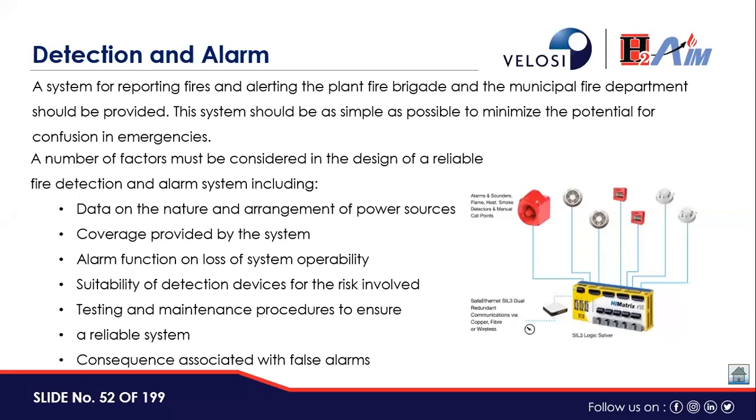Now, a number of factors which must be considered in the design of a reliable fire detection and alarm system are data on the nature and arrangement of power resources, coverage provided by the system, alarm function on loss of system operability, suitability of detection devices for the risk involved, other kinds of process applicable, testing and maintenance procedure to ensure a reliable system, then consequences associated with false alarms as well.